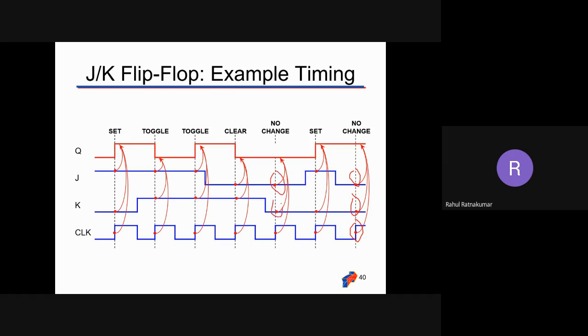There is no change. Now when both are 1, we can say J is 1, K is 1 and the positive cycle, so it toggles, Q is changing from 1 to 0. Again one more toggling here, 1 1 and the positive pulse, again going from 0 to 1. Likewise, set is when J equal to 1 and K equal to 0. This is set, so Q changes from 0 to 1. It becomes 1. Clear? When J equal to 0, K equal to 1, and positive pulse of the clock, clear is happening.